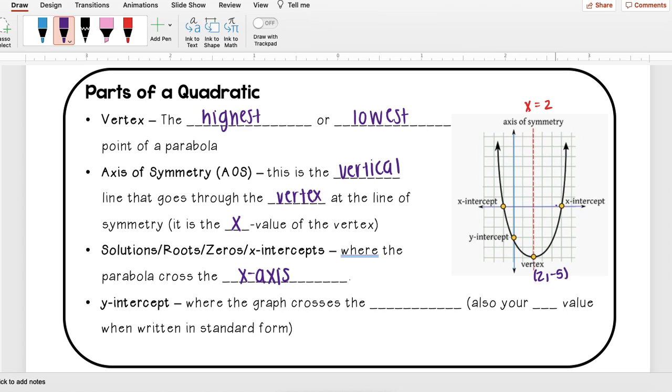And then lastly, I may have you find the y-intercept, and this is where the graph crosses the y-axis. And it's also your c value when written in standard form. So for instance, if I had y equals 3x squared plus 2x minus 7, then that would mean that my y-intercept for this would be (0, -7). So it's always that last number.